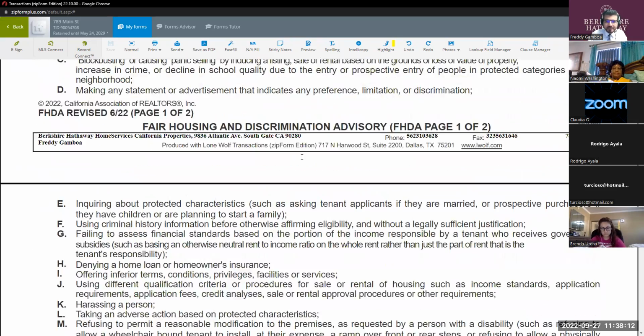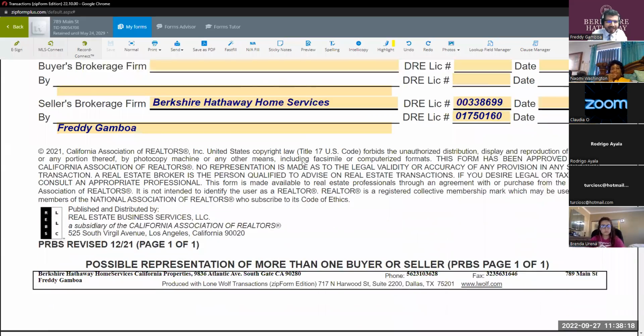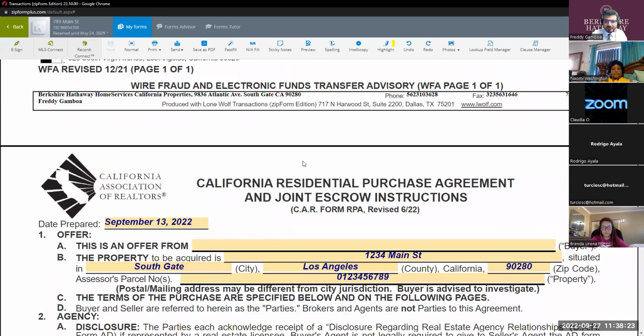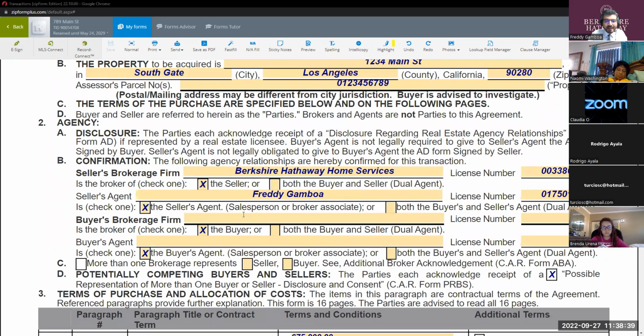When it comes to the RPA, here it goes. Take note, highlight, put a star, underline, or whatever can help you guys. So first things first, make sure the address is correct. Parcel numbers, this is your job, to always make sure address, city, county, and parcel number are correct. And make sure everything here is filled out as well. Your job is to make sure everything's filled out correctly.